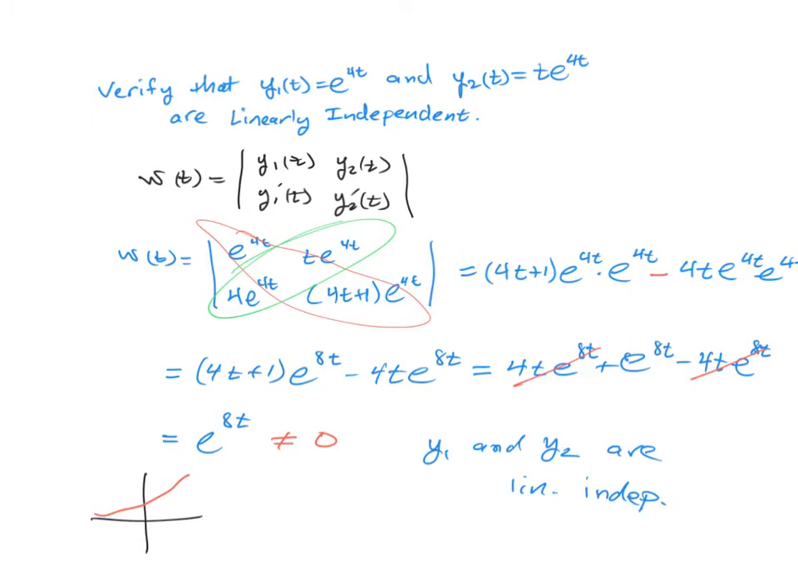Pretty simple. The other variation you'll see is trig functions, and sometimes you have to use a trig identity to write something in terms of something else to make sure that we can solve those. But regardless, the Wronskian is always the easiest way to verify linear independence when you're dealing with differential equations.